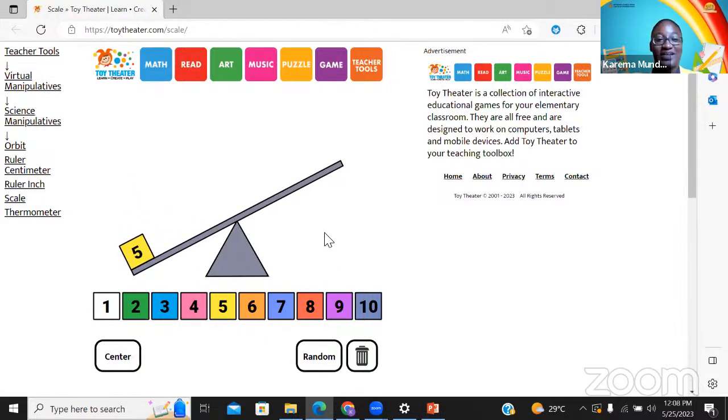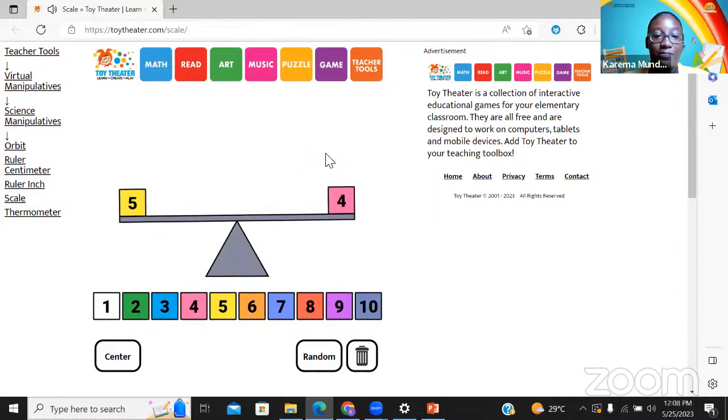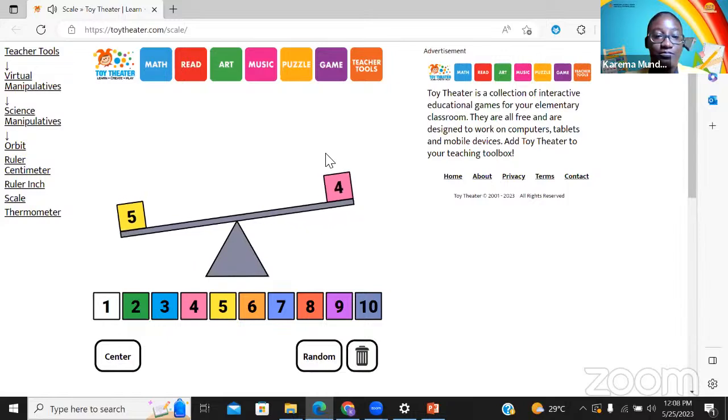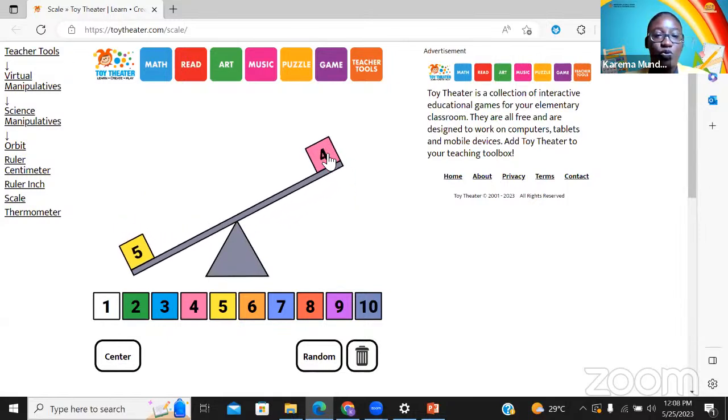Notice what's happening, boys and girls. I've dropped 5 over on the left-hand side. And let's see what would happen if I put 4 over here. What is that saying to me? Are the values on both sides the same?